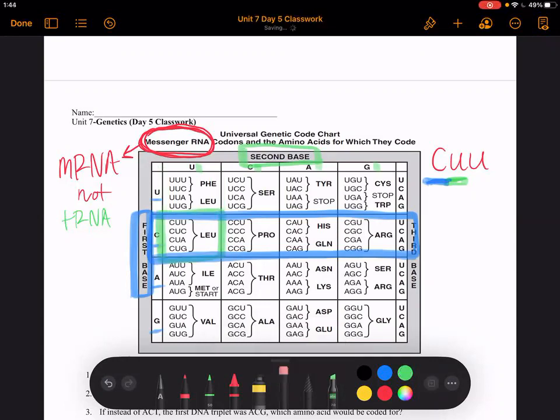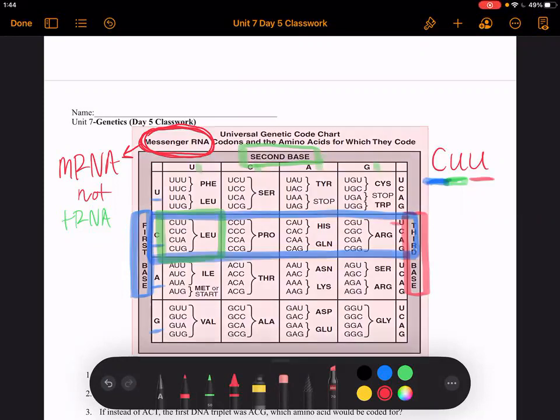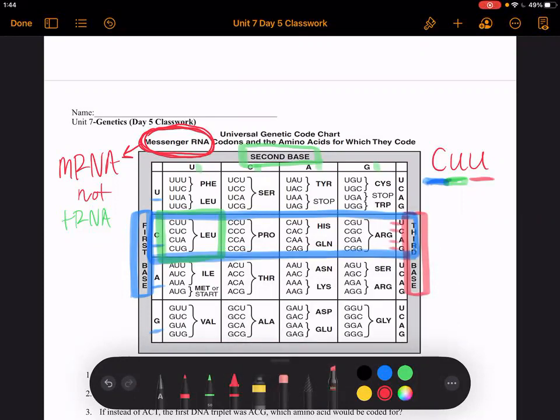We still have one more base to narrow down. So that requires us to look at this third base. Oh no, go back. This third base section over here, right? Our third base is U. And if you look closely, you can see that this is arranged by U, C, A, and G, right? Our last base is U. So I'm going to follow this U all the way across.